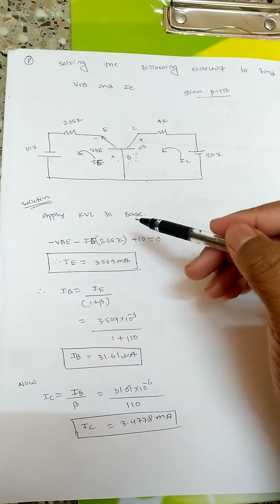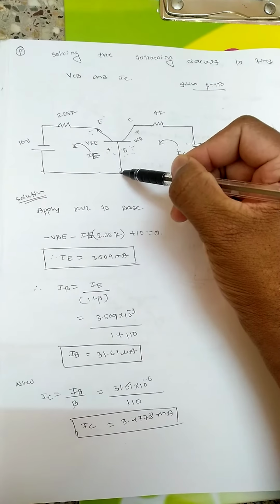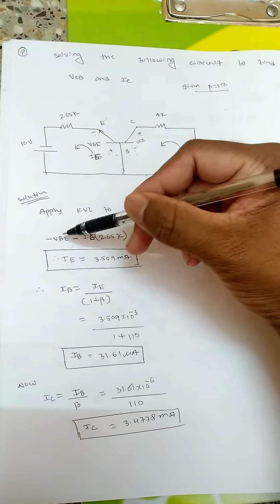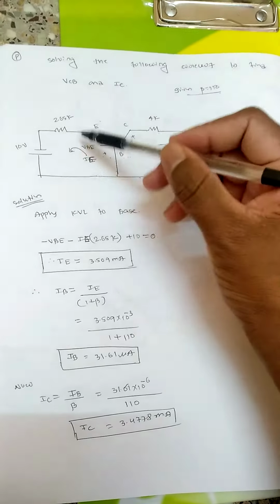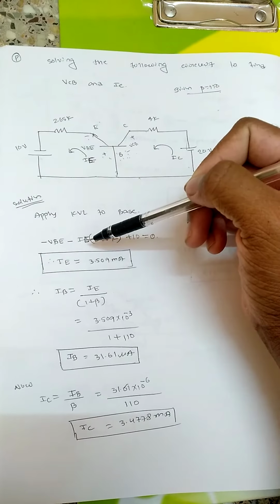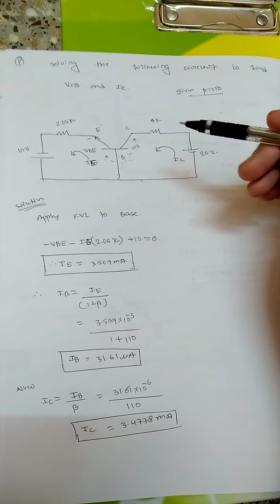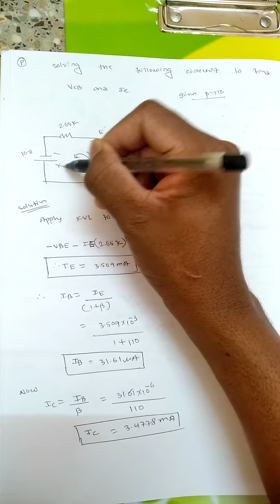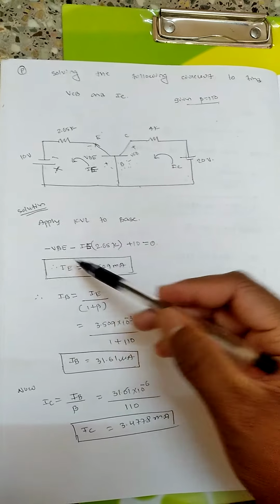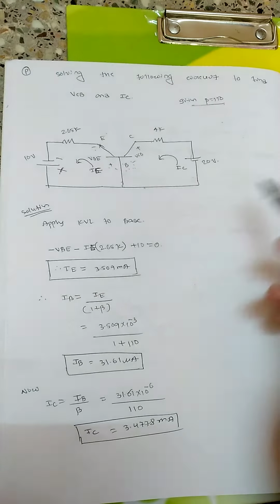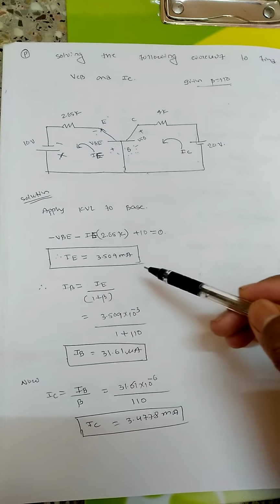So what is the equation? Starting from this point, I am moving in the direction of current, so minus VB, that is this voltage, minus the current flowing in this resistance, which will be the emitter current because this is the emitter terminal, minus IE into the resistance 2.65k, plus the second term, so plus 10 volts equal to 0. When we substitute VB equal to 0.7 volt, we get IE equal to 3.509 milliamps. So this is the emitter current.